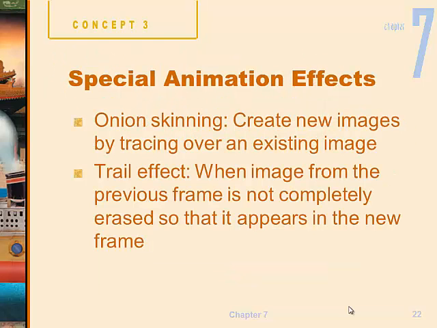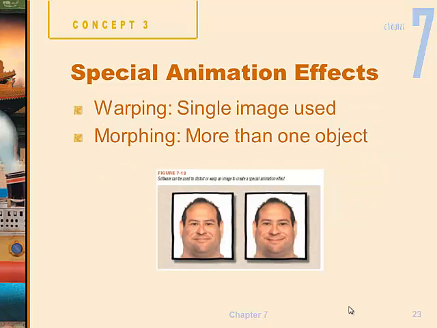Onion skinning creates new images by tracing over an existing image. Trail effect, when an image from the previous frame is not completely erased so that it appears in the new frame. Warping is a single image used, and morphing is more than one object.